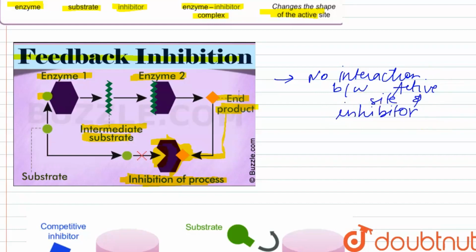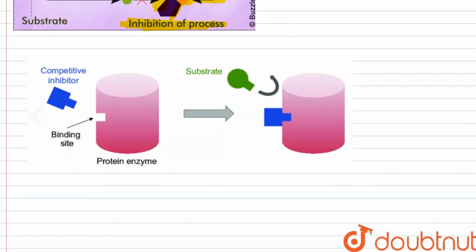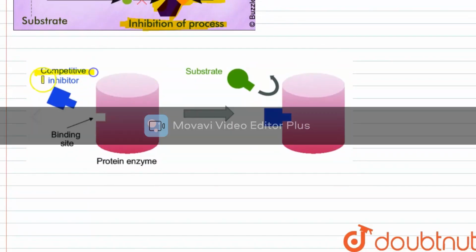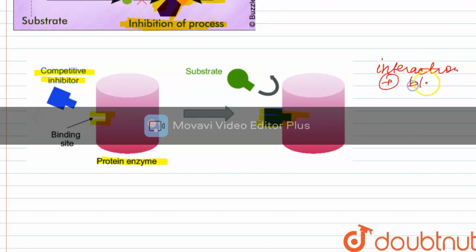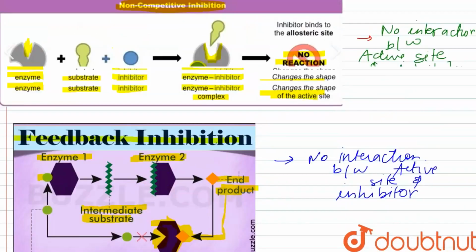Okay, now look at this. This is your competitive inhibition. This is a competitive inhibitor and this is a protein enzyme. And this is a binding site or active site. Here you can see the inhibitor gets attached to the active site. So interaction is present between the inhibitor and the active site.